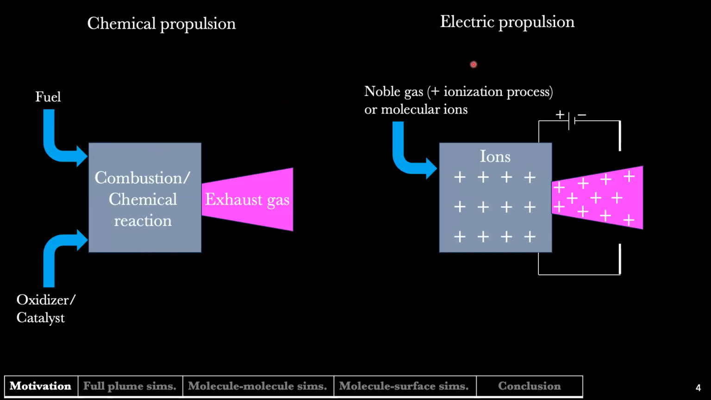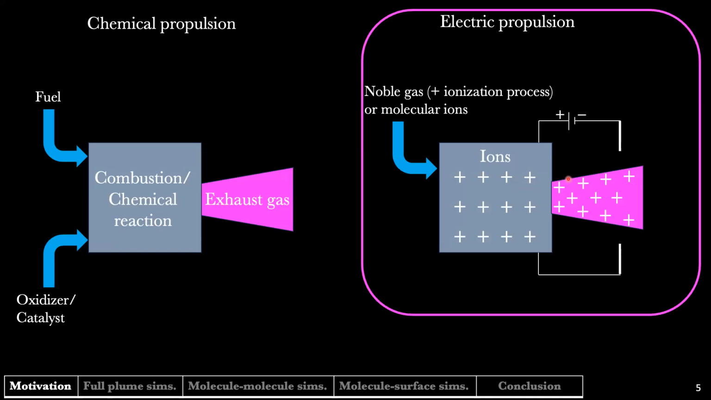The second category is electric propulsion, in which we use a noble gas that we ionize, or we can also use molecular ions, and then we apply a strong electric field to extract the ions, and then we produce thrust. In this presentation, we are going to focus on electric propulsion. And then we can ask why electric propulsion.